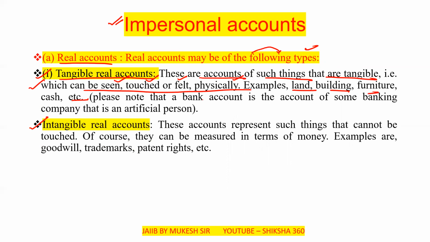Please note that a bank account is the account of some banking company, that is, an artificial person. Just remember that land, building, furniture, cash, etc. are accounts under the tangible real account. And a bank account is the account of an organization, so it will be classified under the artificial personal account.